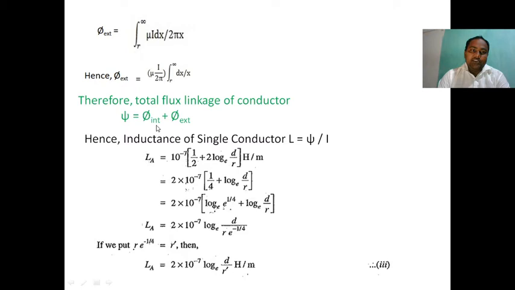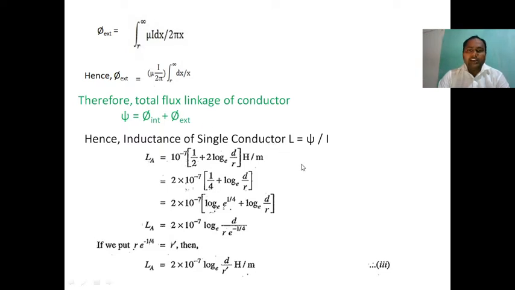For the internal flux linkage we get mu I by 8 pi, and for the external flux linkage we get 2 into 10 power minus 7 I log d1 by d2, where there are 2 points d1, d2 or r1, r2, or log d by r. Here d is the distance between the conductors, and r is the radius of the conductor.